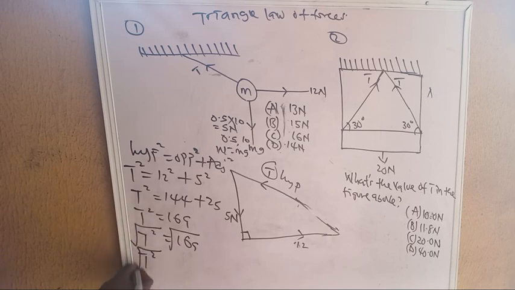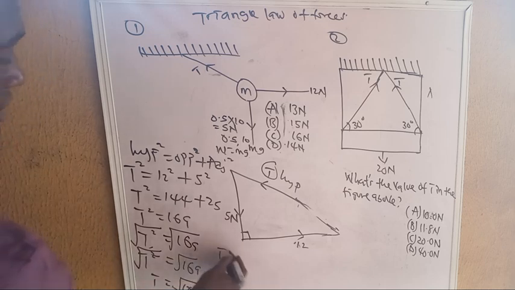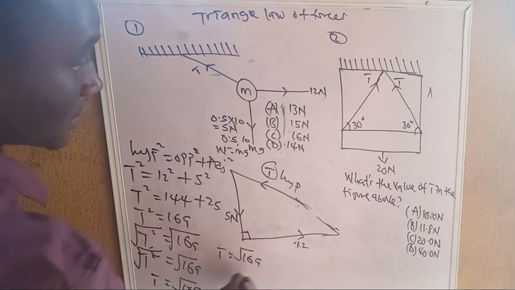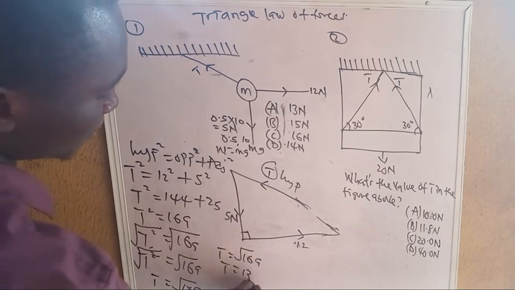That is T squared into square root. This one has gone, is equal to square root of 169. Then T is equal to root 169, the square root of 169, all right? T is equal to root 169, and the square root of 169 gives us 13. So that means T is equal to 13 Newton.